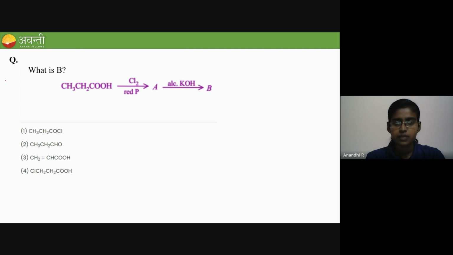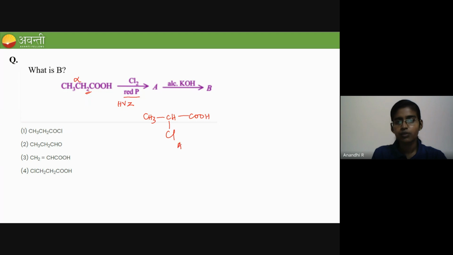Using this concept, Hell-Volhard-Zelinsky, you are asked to find out the compound B from the given sequence of reactions. First, a carboxylic acid is taken and it is treated with chlorine in presence of red phosphorus. So this reaction is HVZ reaction. In HVZ, alpha hydrogen will be removed and substituted by chlorine. That's why it is called a substitution. So what is compound A? It is CH3, CH, Cl and COOH.